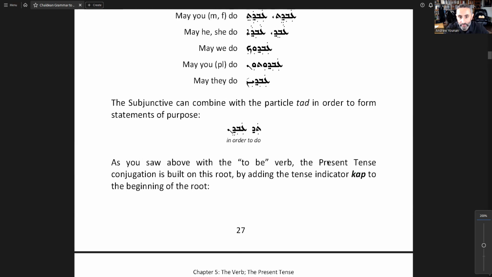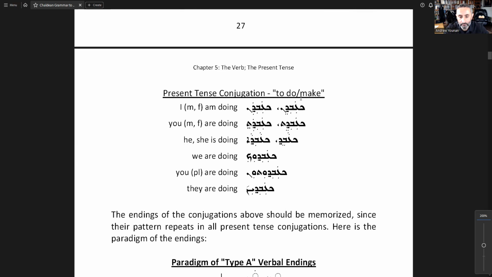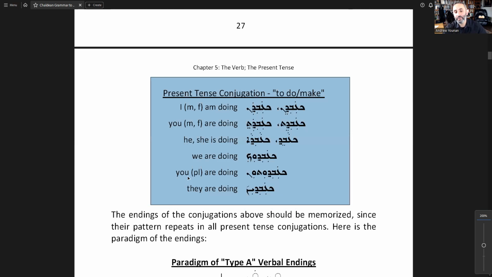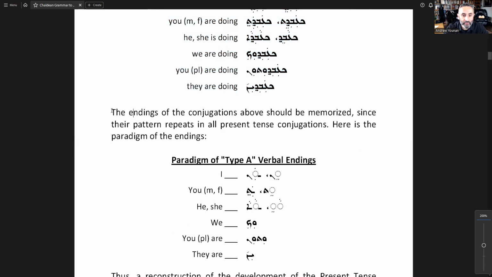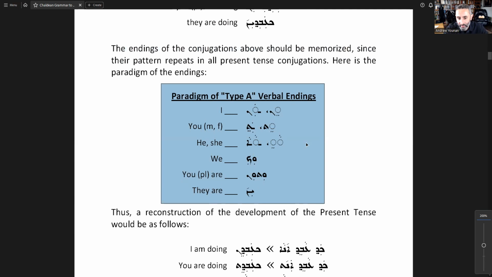It is identical to the subjunctive. Odin, kodin. It's identical except you add the kap. Odan, kodan. Odit, kodit, and so on. So really, you're memorizing the subjunctive, and then you're remembering that the kap goes at the beginning to make a present tense. The endings of the conjugations above should be memorized since their pattern repeats in all present tense conjugations, all. Here is the paradigm of the ending. So now, what I did here is, I just took the endings and put them by themselves. So if you want to just learn what the endings look like, here's a reference chart.